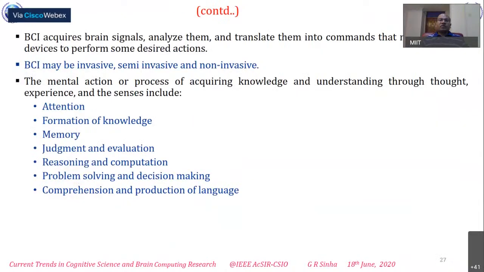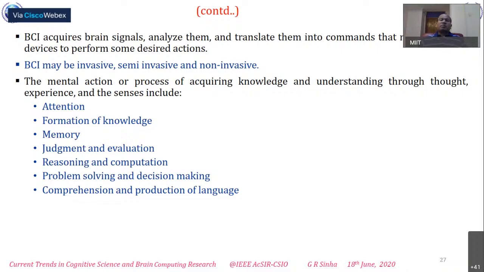BCI acquires brain signals. Brain signals are analyzed and translated into commands. I was telling you the same thing. The brain signals are translated into commands, and the commands relay to the output devices to perform certain desired actions. The BCI may be invasive, semi-invasive or non-invasive, based on how you use your electrodes and so on. Maybe I'll talk about this in the next slide.